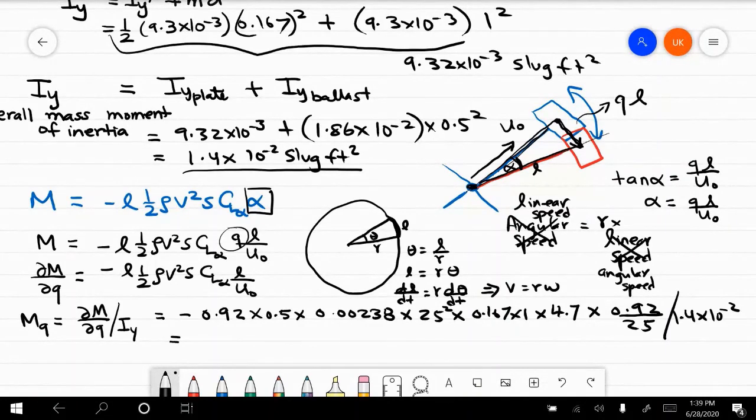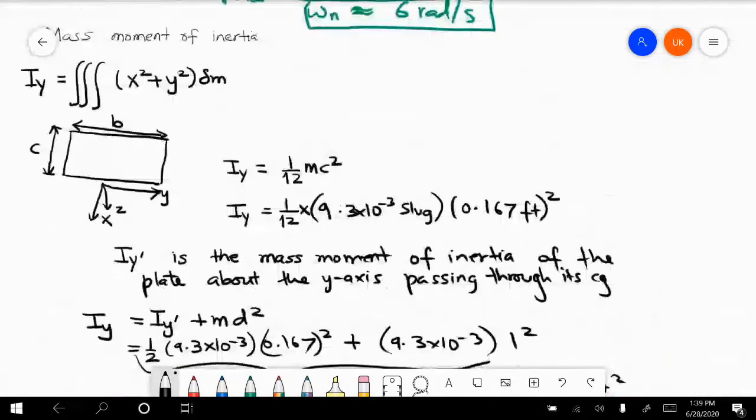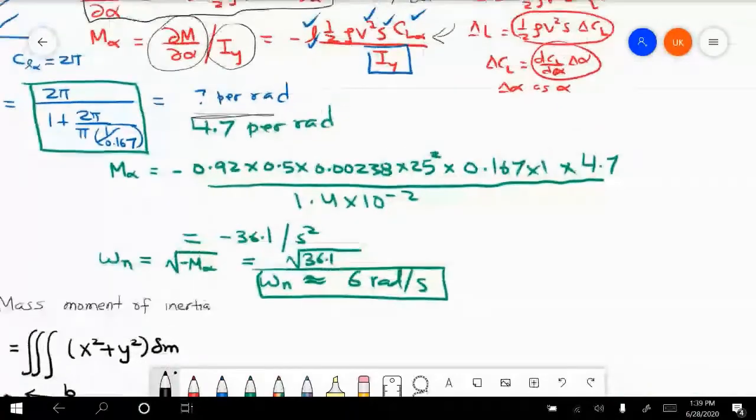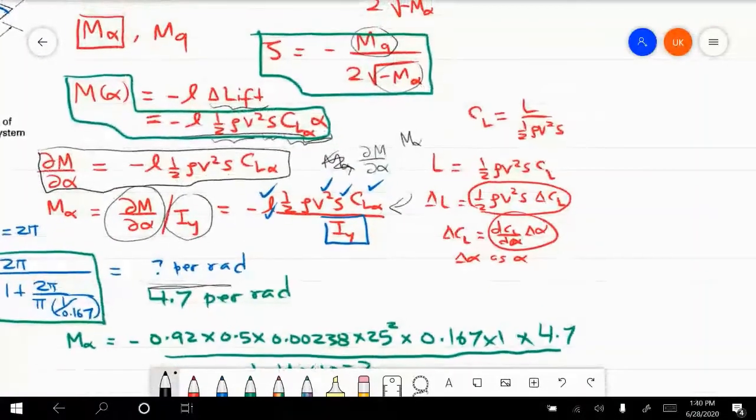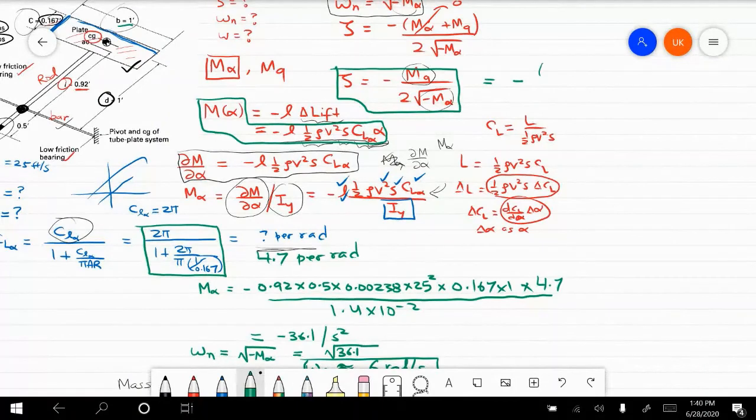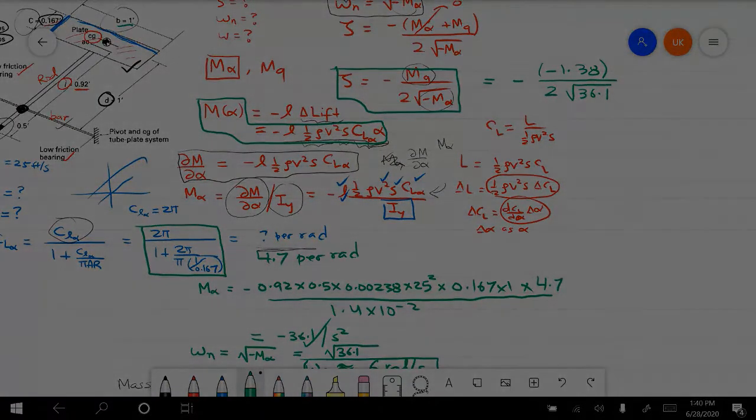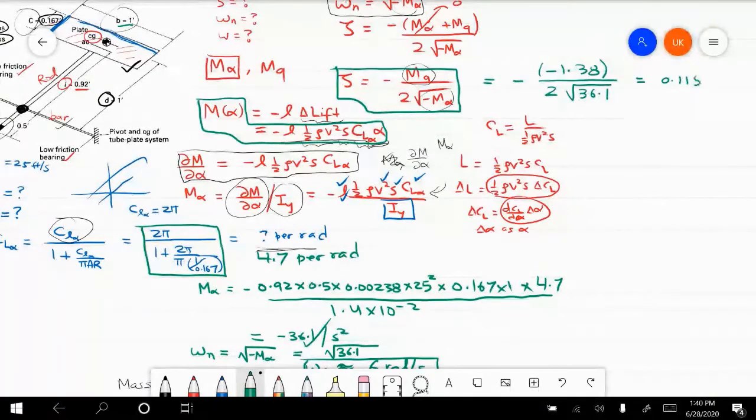So after you compute, you will get minus 1.38 per second. So now it is straightforward to calculate the value of the damping ratio, and Mq is minus 1.38 per second divided by 2 times the square root of negative Mq, which we already know is minus 36.1, but minus and minus will make it positive, so 36.1, and this will come out around 0.115.